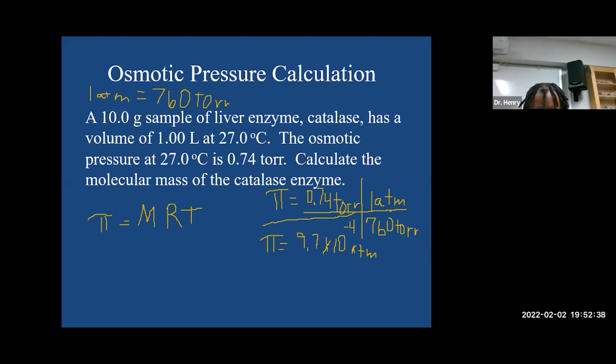Okay. So that's my pi. My pi is going to be 9.7 times 10 to the minus 4 ATM. We know our temperature. We have to change our temperature to Kelvin. So T equals 27 degrees C plus 273, which is equal to 300 Kelvin.